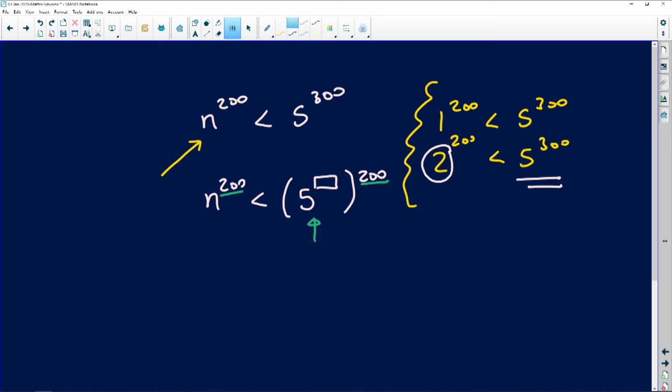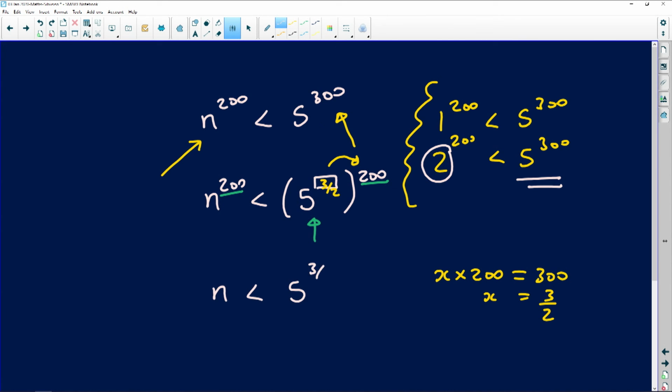So I want to know what number times 200 will take me back to that 300 that you have there. Let's just call it x. So some number multiplied with 200 should give us 300. And then that number is actually going to be 3 halves, if we divide both sides by 200. Now that means the new exponent that I need to have there should be 3 over 2, because 3 over 2 times 200 will give you an answer of exactly 300. Okay, so then after that, you can just take your calculator. You'll notice that since the exponents are the same, 200 and 200, my n should be a number that is smaller than 5 to the power 3 halves.